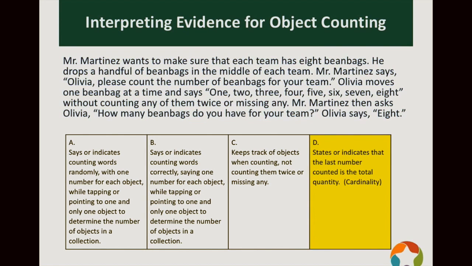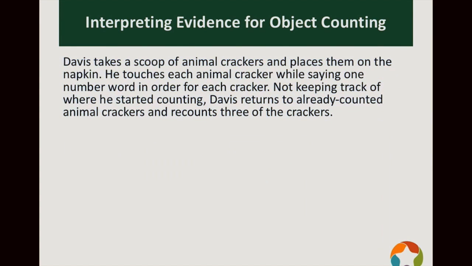We've placed Olivia at skill step D as her current learning status. Let's do a couple more for object counting.